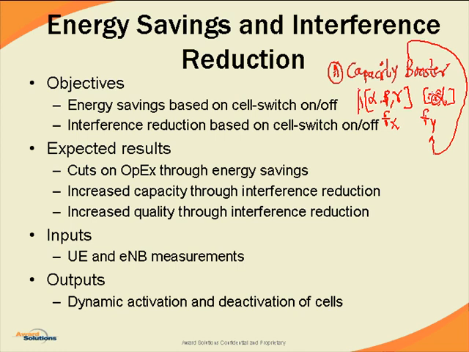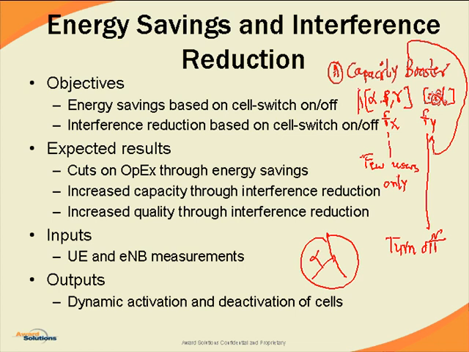So now, if we have just a few users, then we say, okay, it is good enough to have only one carrier frequency and three cells. So in that case, we will turn off the cell here. Because it is a booster cell, we already have the coverage. The three cells, alpha, beta, gamma, are already covering the full 360 degree coverage. So those are good enough in terms of coverage.